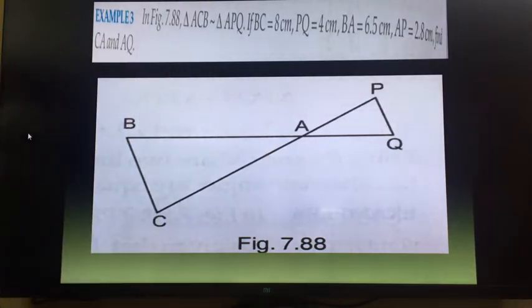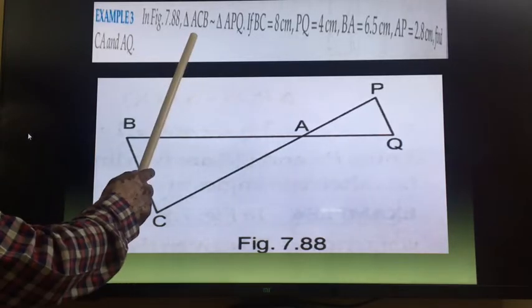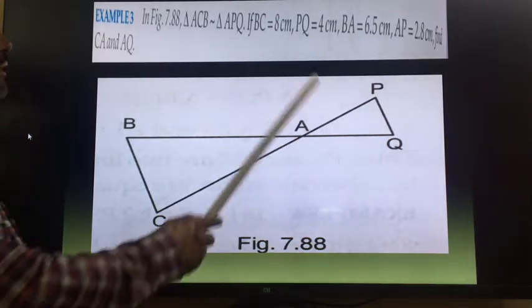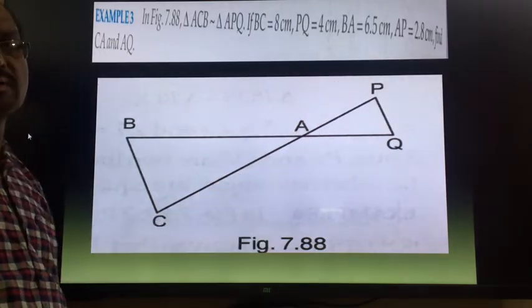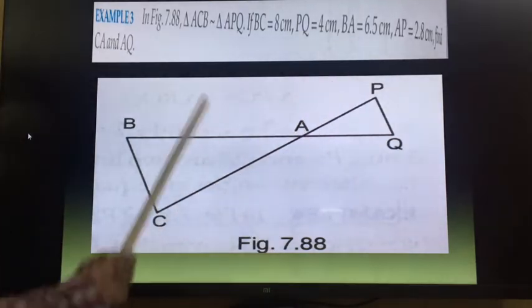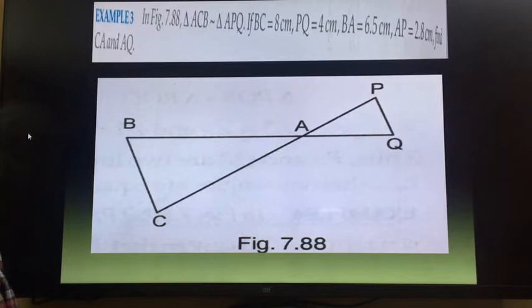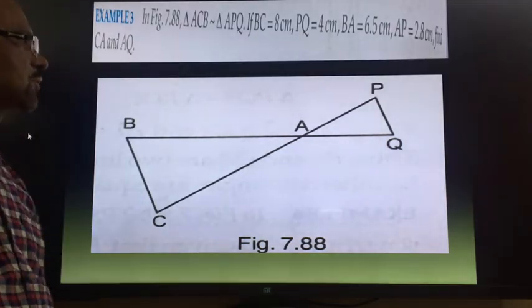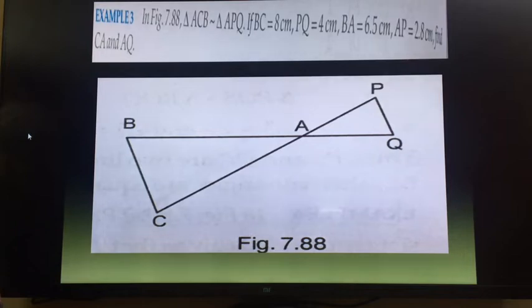So here triangles are similar. If it is given, we can say the sides are proportional, or we can say the angles are equal. But here sides are given and we want to find out a side, so we should use: if triangles are similar, then sides are proportional. So this criterion we will use to solve this question. So you see the solution for this.